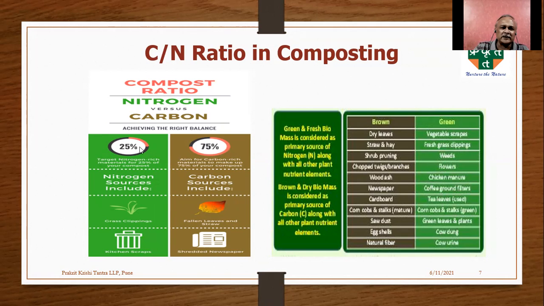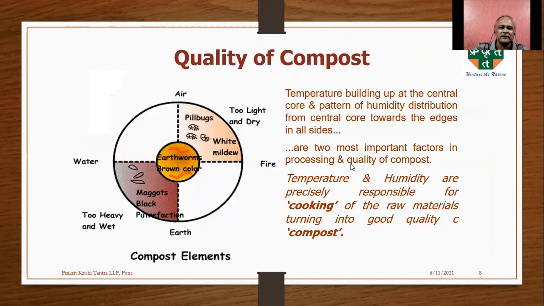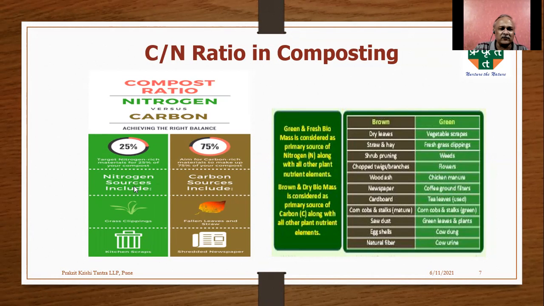So there has to be a balance. And what is the ratio? 25% to 75%. By volume, when you are adding, you add green 25% and brown 75%. If there is an imbalance, then what happens? Because green contains water also, and brown is dry. So if you add more green, then the moisture content will be more, and if you add more brown, then the moisture content will be less.